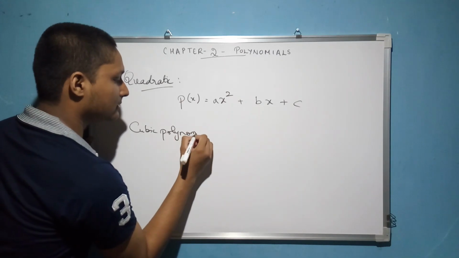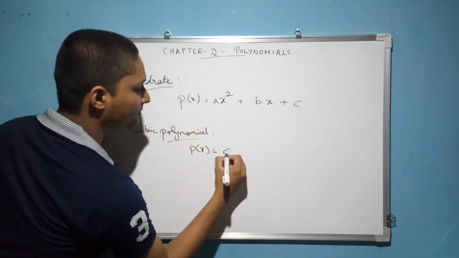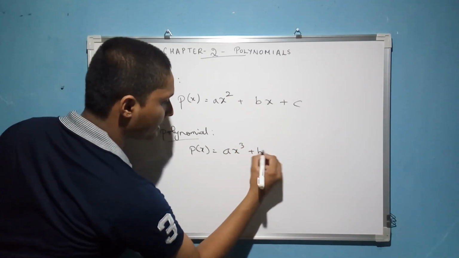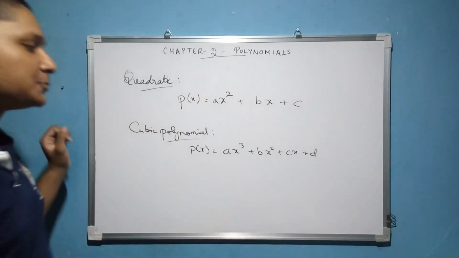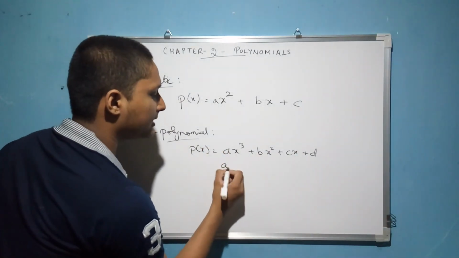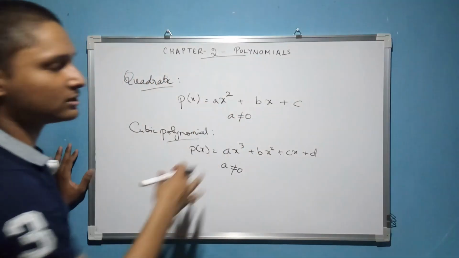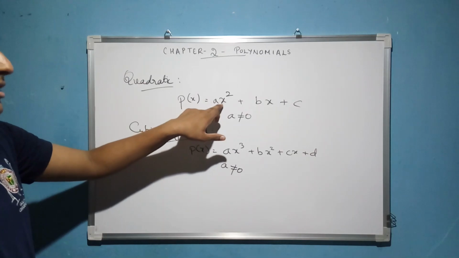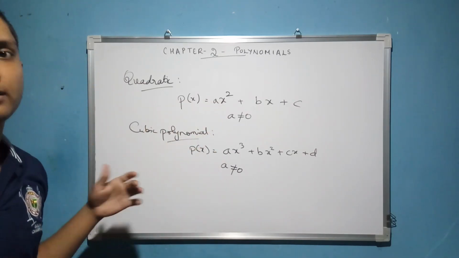Cubic polynomial. A cubic polynomial will be of the form p of x is equal to ax cube plus bx square plus cx plus d. Because it should have an x cube term and the other terms are optional, because they can be 0, but a cannot be equal to 0. That is the condition for all of them, because the first term should not be equal to 0, otherwise it cannot be a quadratic or cubic or so on, in every case, right?